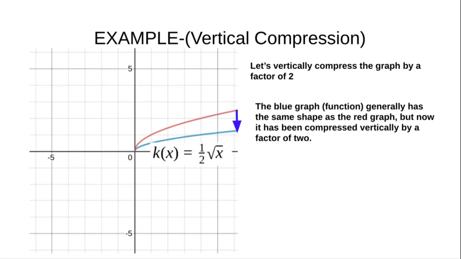And so whenever I want to do a vertical compression, I multiply by the reciprocal of the factor that I'm compressing by. So in this case, since I'm vertically compressing by a factor of 2, I'm multiplying the whole square root of x by the reciprocal of 2, which is 1/2. And that's why it looks the way it does. And so vertical compressions and vertical stretches are a little more intuitive, easier to understand than the horizontal stretches and compressions.